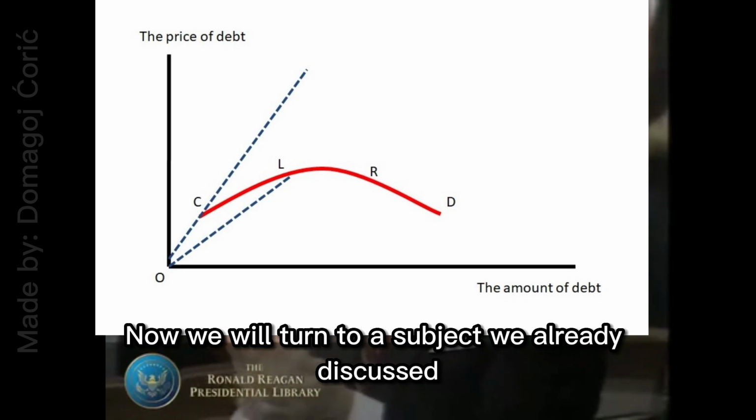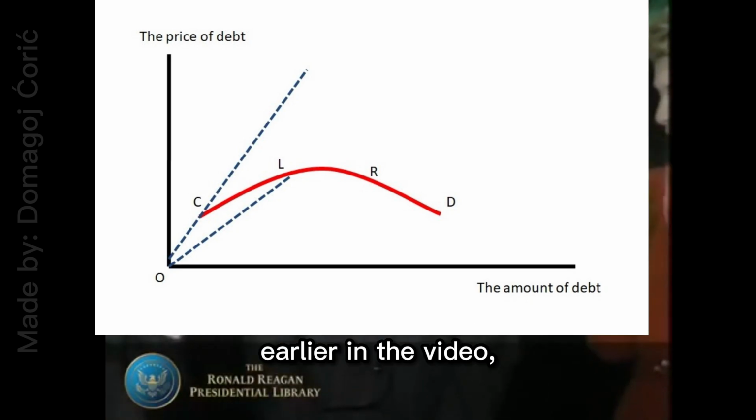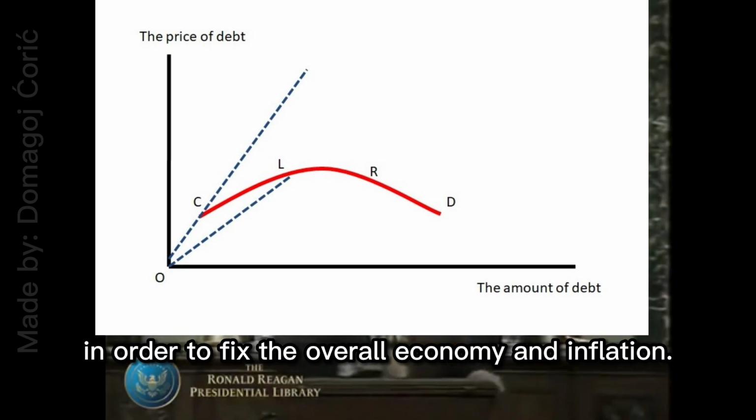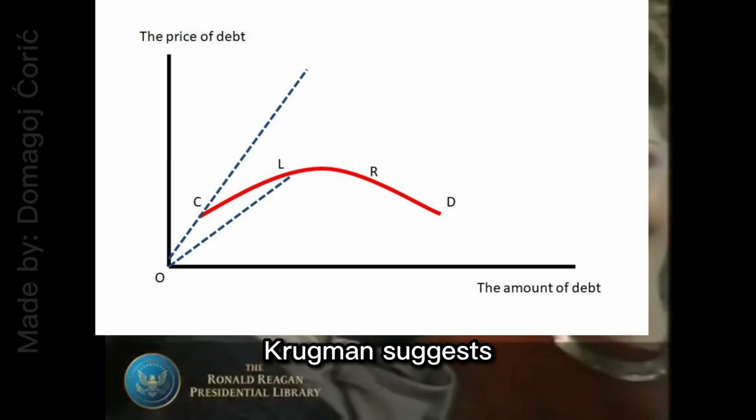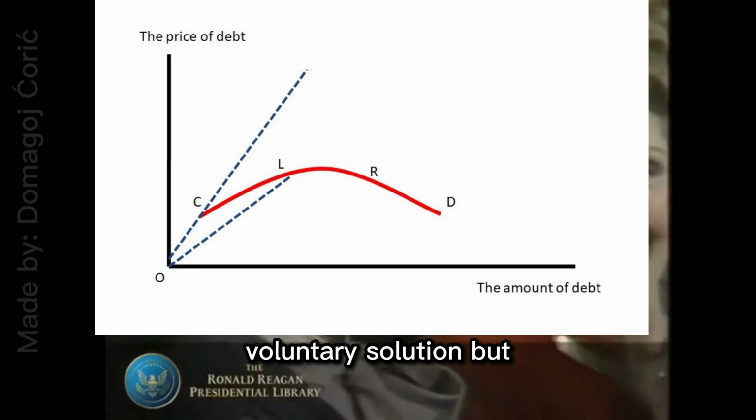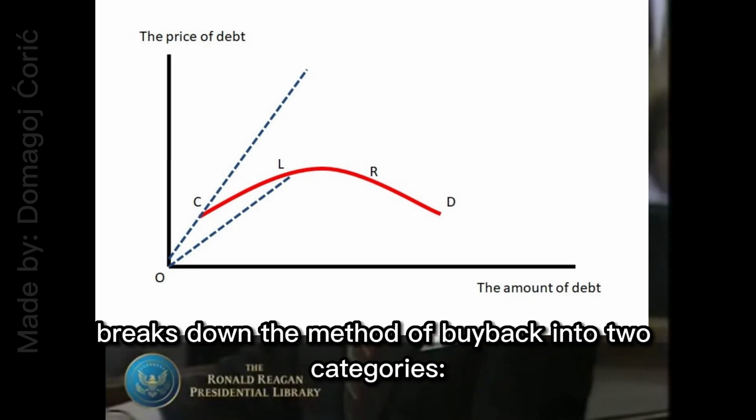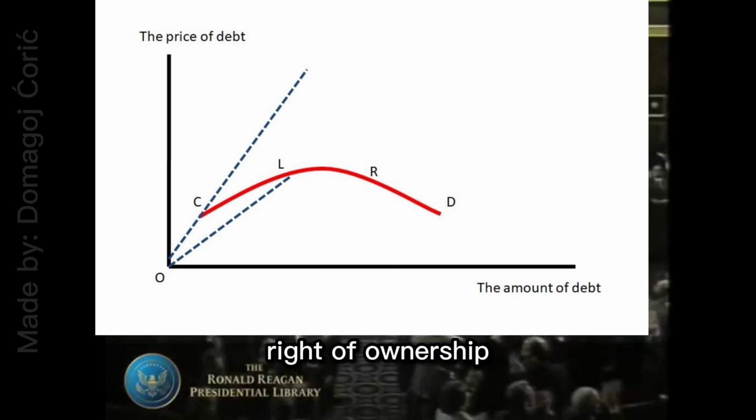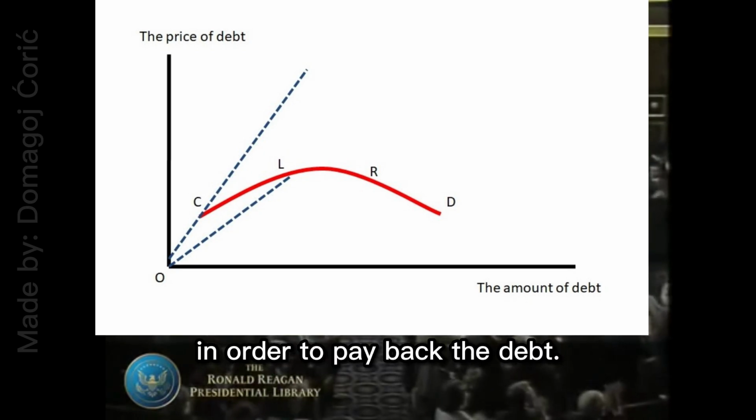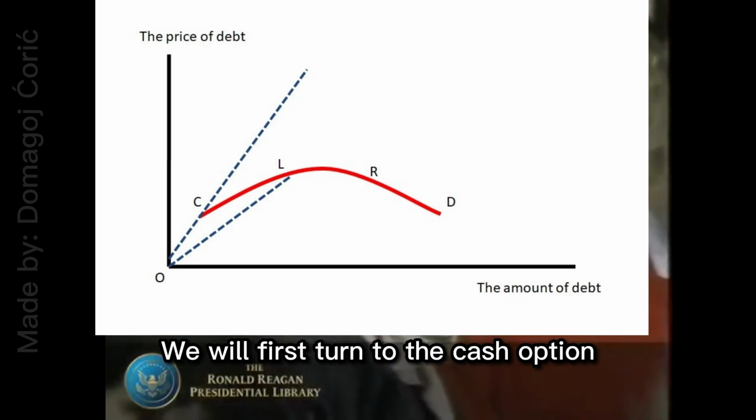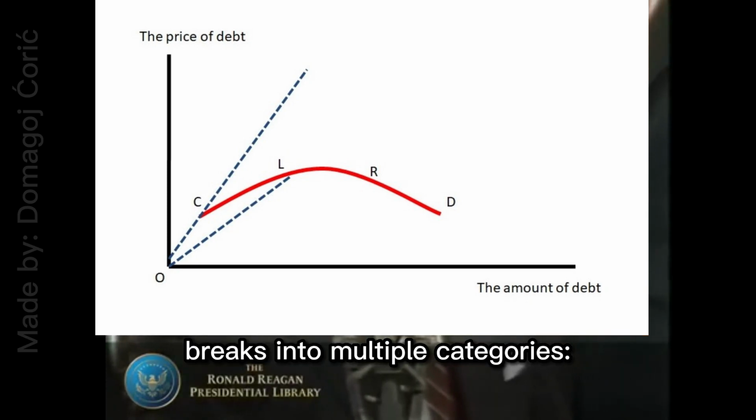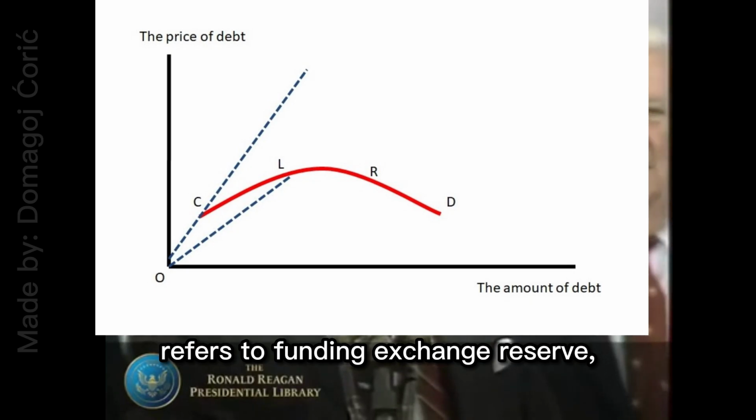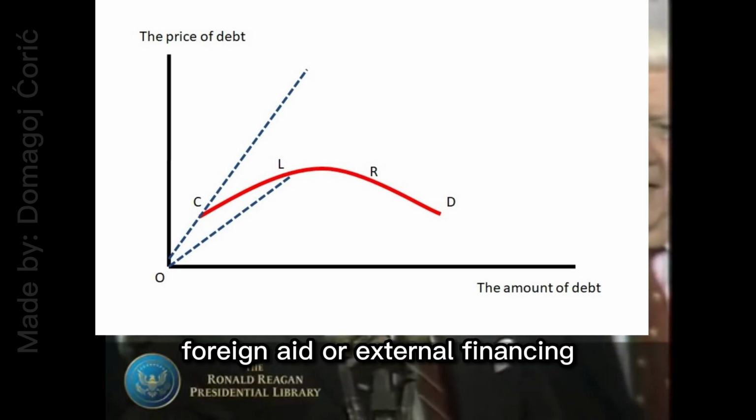Now we will turn to a subject we already discussed earlier in the video: buying your own debt on the secondary debt market in order to fix the overall economy and inflation. Krugman suggests a voluntary solution, but breaks down the method of buyback into two categories: cash or swap, which is essentially giving up the right of ownership in order to pay back the debt. We will first turn to the cash option, which again breaks into multiple categories: using your own money, which usually refers to foreign exchange reserve, foreign aid or external financing.